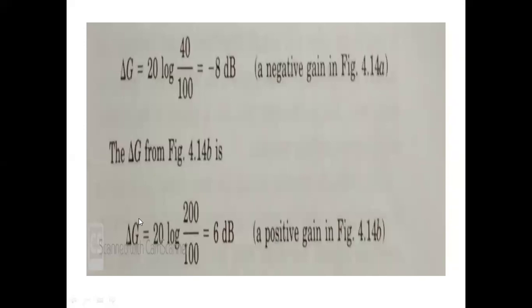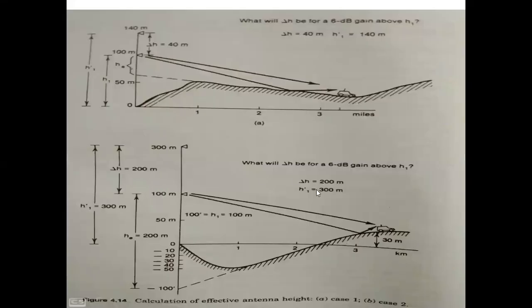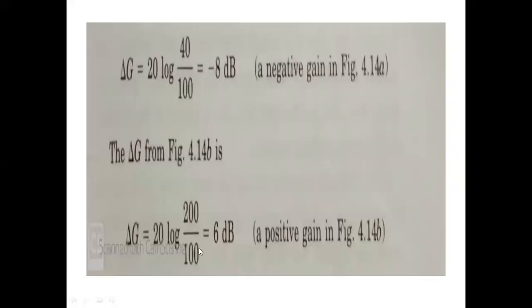And in the second case, what is the gain? That is del G equal to 20 log HE by H1. For the second case, what is HE? The effective height is 200 and the actual height is 100. Okay, so 200 by 100, that is 6 dB.